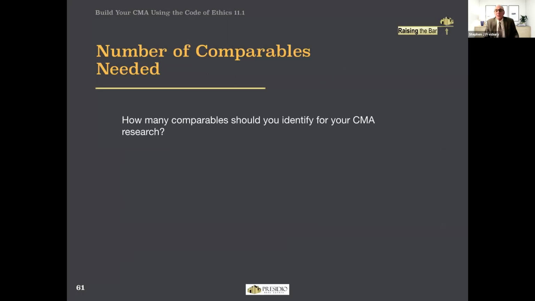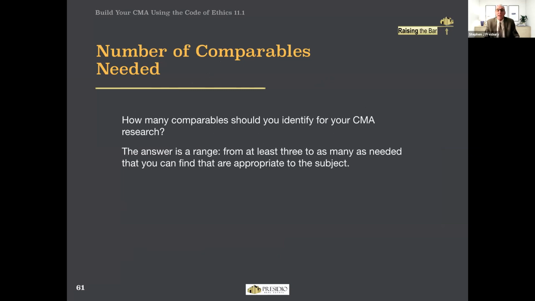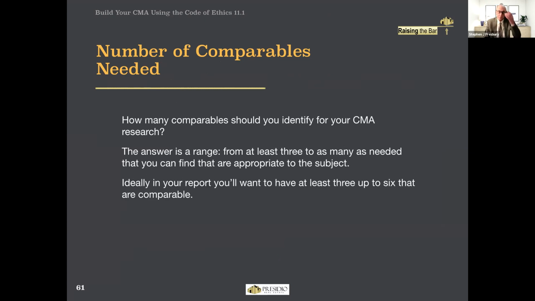How many comparables should you identify for your CMA research? Well, the answer is a range. At least 3 or as many as needed to find that will be appropriate for that subject you're working with. Ideally, in your report, you want to have at least 3 up to 6 that are comparable, and hopefully state that these comparables should be sold. That's what you're aiming for, sold if possible. Certainly in this market, you're probably going to get those sold comparables.